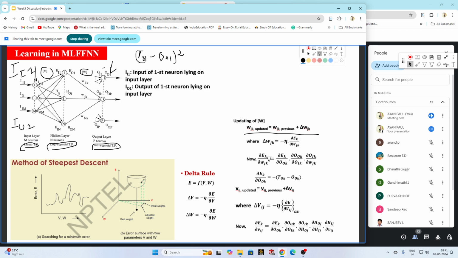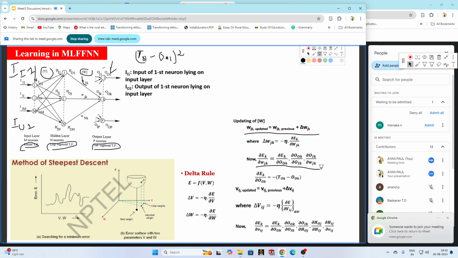So your del Ek by del Wjk will be equal to del Ek by del Ook, because we are here and we have to go here first. Then del Ok with respect to del Oik, and then del Oik with respect to W. By this we will reach here. Again I am repeating, we are here at Ek. From Ek we have to go here, from here to here, and from here to reach here. That is why we have applied this chain rule.